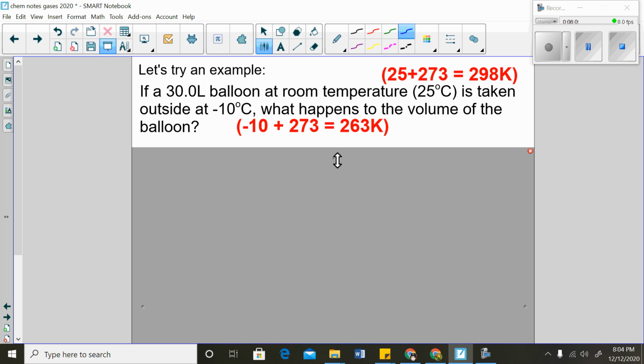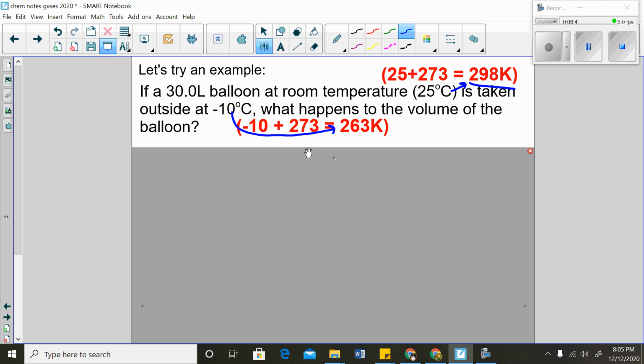Before I do anything else when I'm dealing with Charles' Law, before I figure anything out about the problem, you have to change your temperatures. That should be the first thing you do when you are solving Charles' Law. So this 25 degrees Celsius, when you add 273, now becomes 298 K, and that's what you use in the problem. Negative 10 degrees Celsius, add 273, 263 Kelvin is now what you need to use in the problem. Every time.